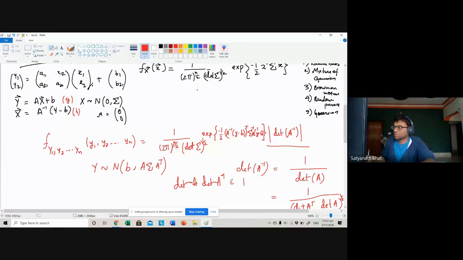Okay, this is equal to 1. So then we can replace determinant of A inverse as 1 over determinant of A. Then there is one more identity: determinant of A is equal to determinant of A transpose.